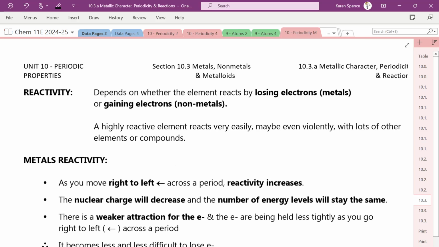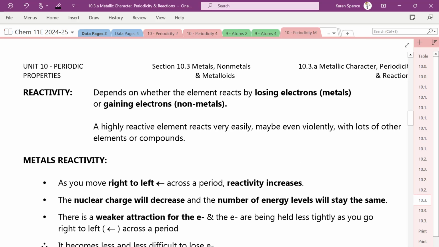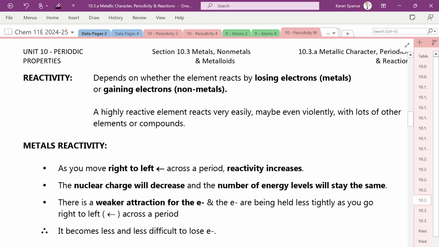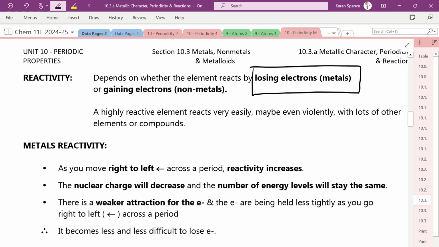So reactivity for metals, this is on page 62 now. Reactivity depends on whether the element reacts by losing electrons, and that's what metals do, so that's what we're looking at here. And what is losing electrons? Oxidation.